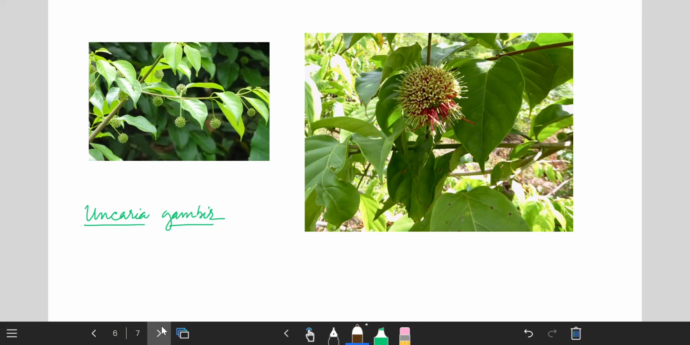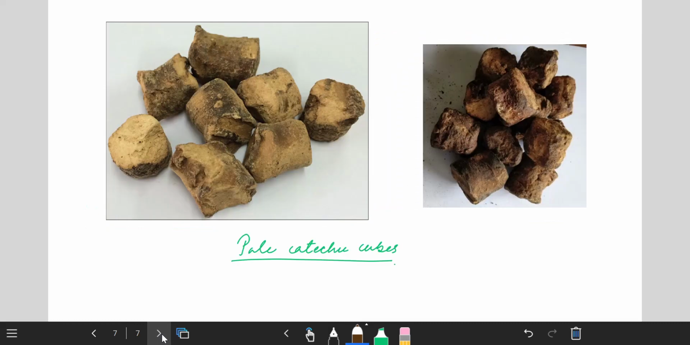This is the Uncaria Gambir plant, and leaves and twigs are collected from this shrub. Okay, this is Pale Catechu cubes. After the preparation, it looks like this. So this is a kind of herbal drug named Pale Catechu, which is very much important for pharmacognosy.